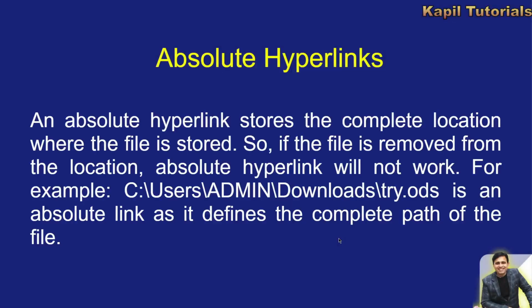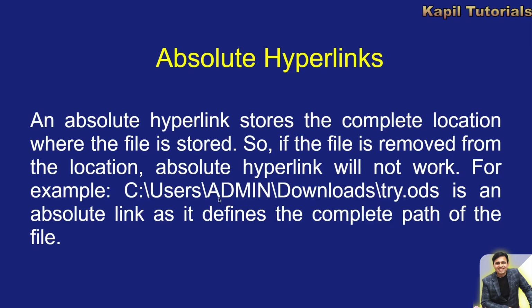Now, what is the absolute hyperlink? An absolute hyperlink stores the complete location where the file is stored. So overall, it will store the complete location, the full path. If the file is removed from the location, in the case of an absolute hyperlink, your hyperlink will not work. For example, as it is given, C colon, then slash users, admin, downloads.